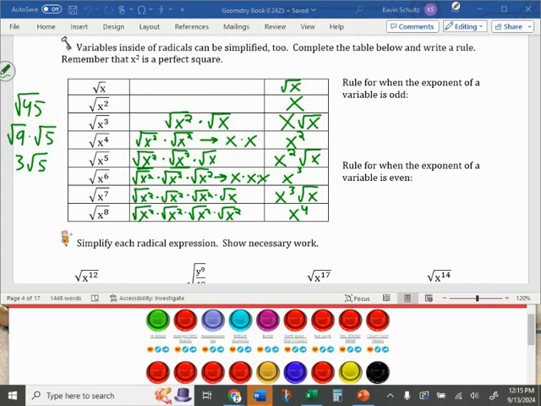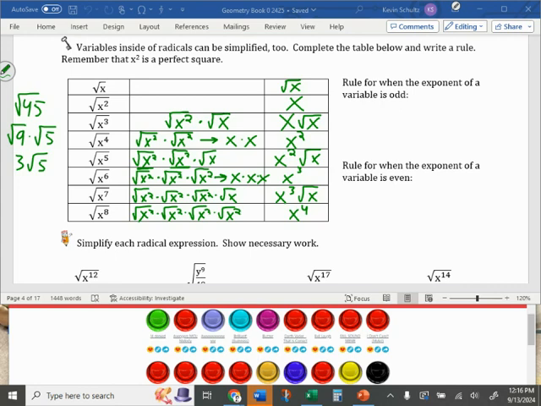X to the eighth, we can take out 4 root x squareds because 2, 4, 6, 8. Each of those root x squareds is an x, which is where x to the fourth comes from at the very end. What do you see, Evan? The odd ones always have an extra x? Yes. Whenever your power is odd, you're always going to have a root x tagged along at the end.